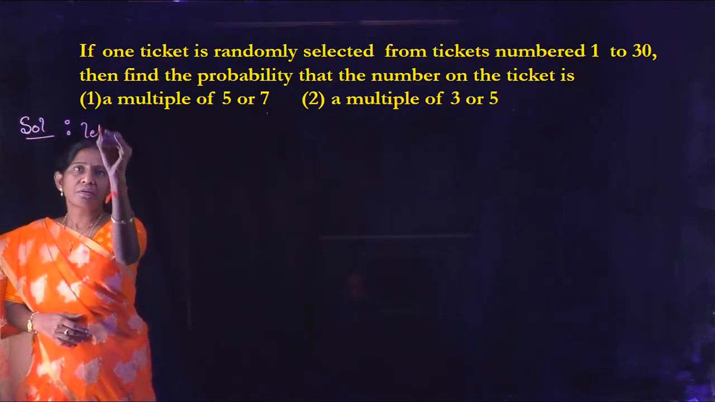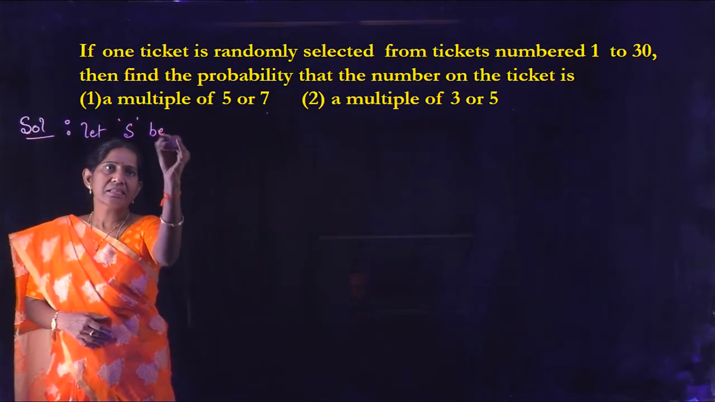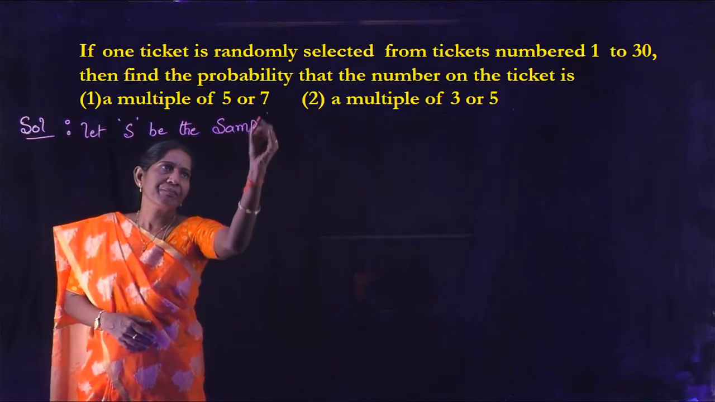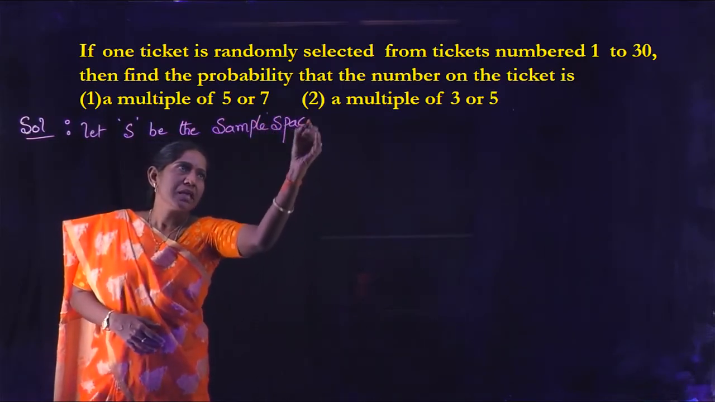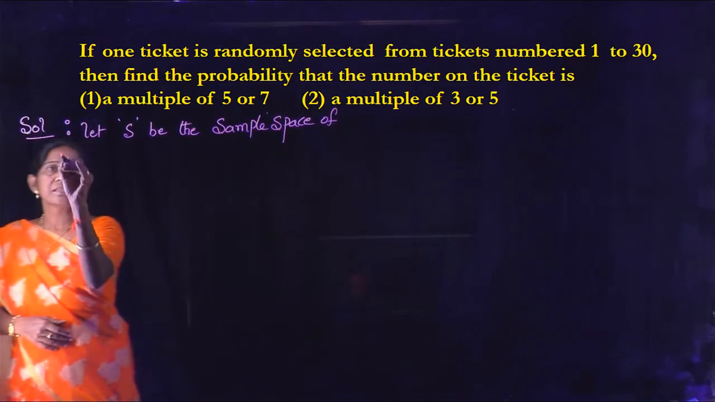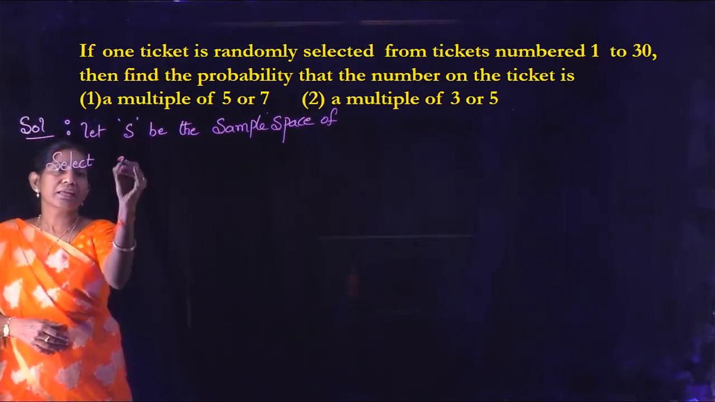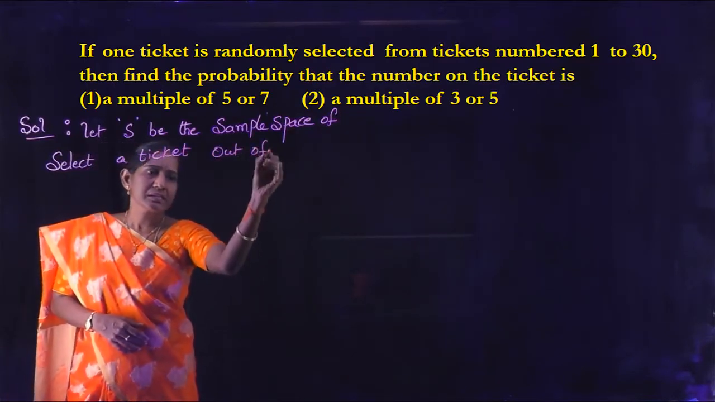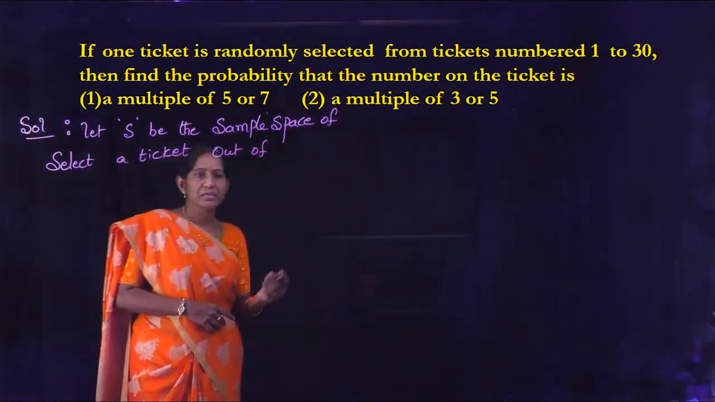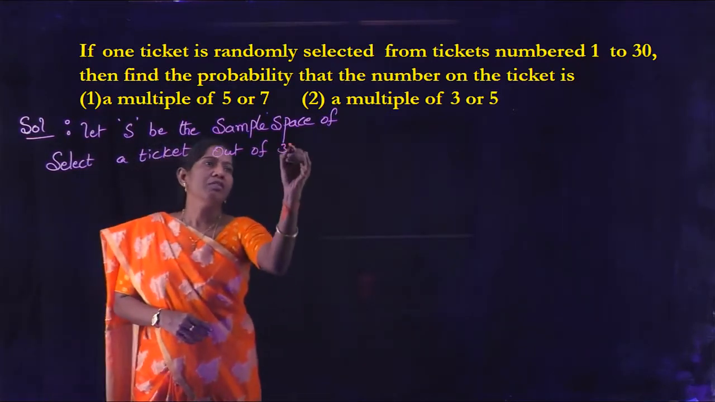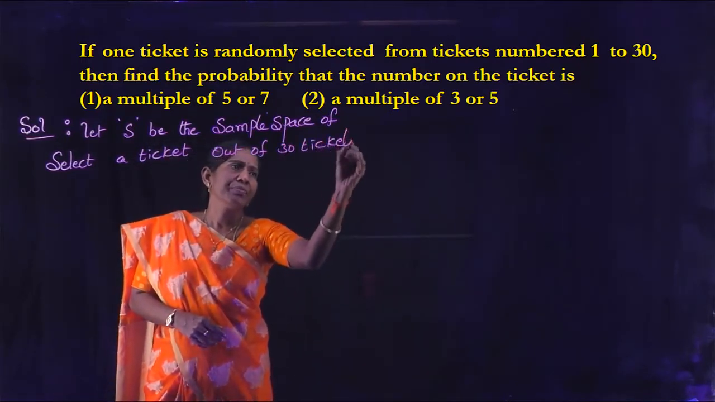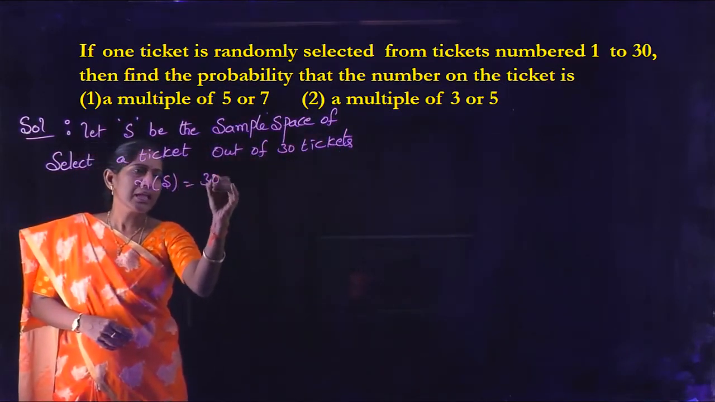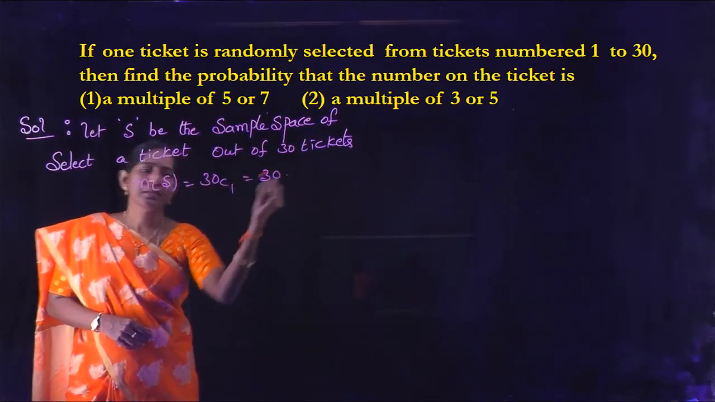First, let S be the sample space of selecting a ticket out of 30 tickets. There are tickets numbered 1 to 30, so there are 30 tickets. Then n(S) equals 30C1, and that value is 30.